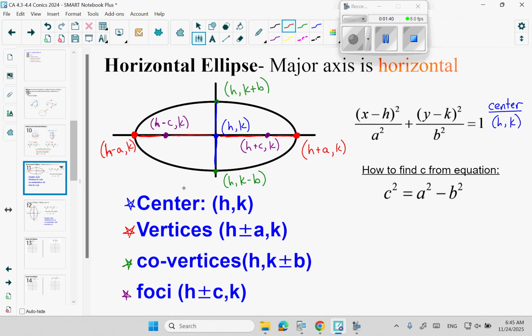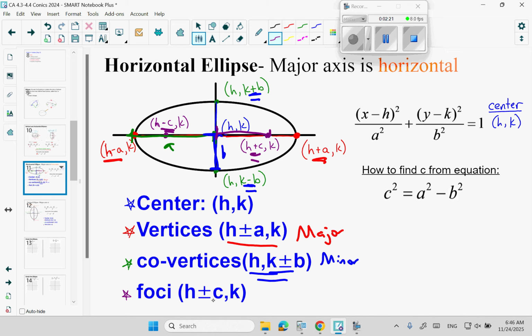So, vertices. Vertices are always minus A and plus A. And they're, again, always on the major axis. Which means this is a distance of A. So if I just had the graph, I could figure it out that way as well. Co-vertices are on the minor axis and are always adding and subtracting B. Which means this distance is a distance of B. And foci are from the center to there, adding and subtracting a distance of C.